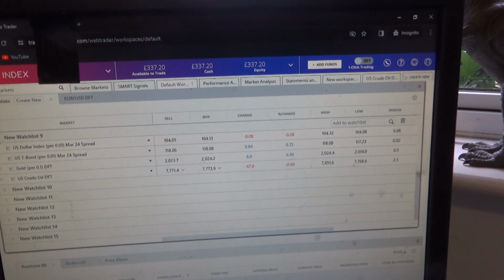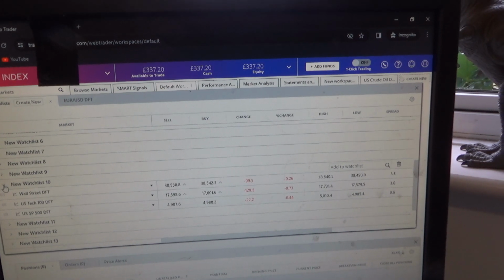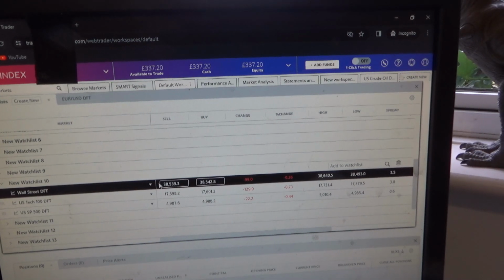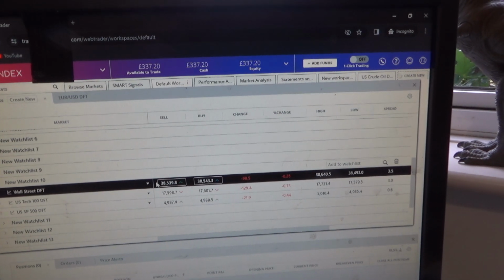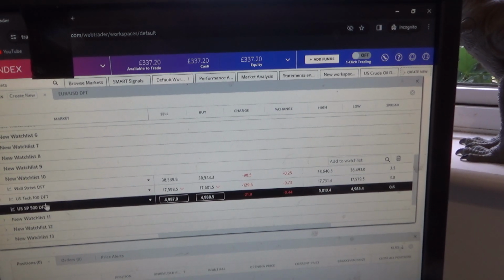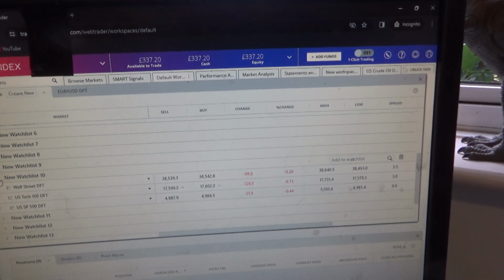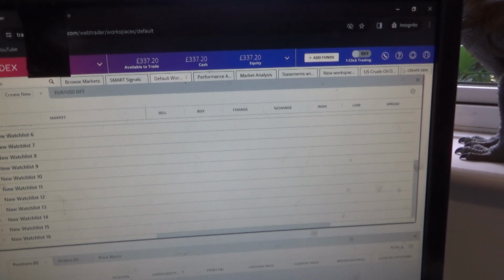And watch list 10 finally, equities. You've got a sell-off in equities, which is across Wall Street, tech and S&P 500. So that's something to bear in mind with the transmissions. Right, so that's that. We'll get off that.